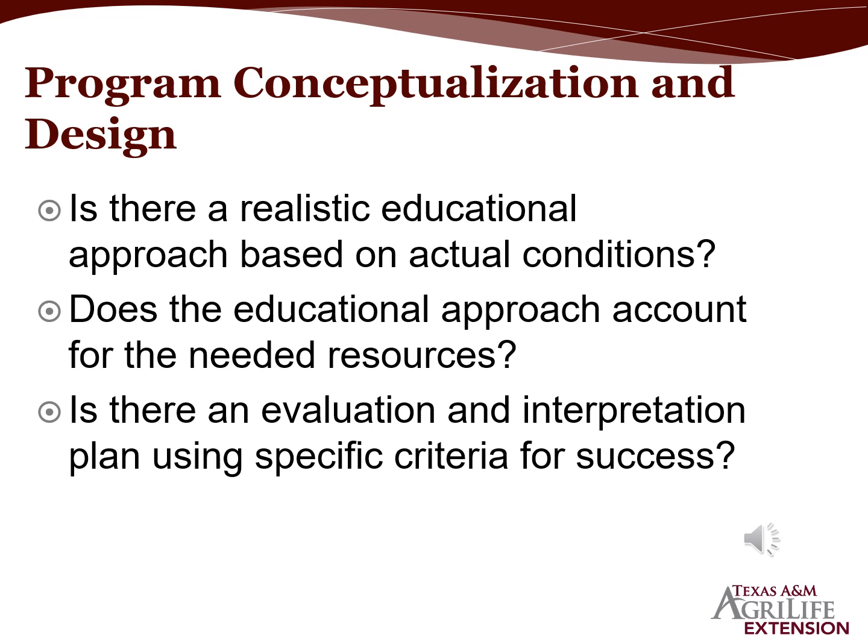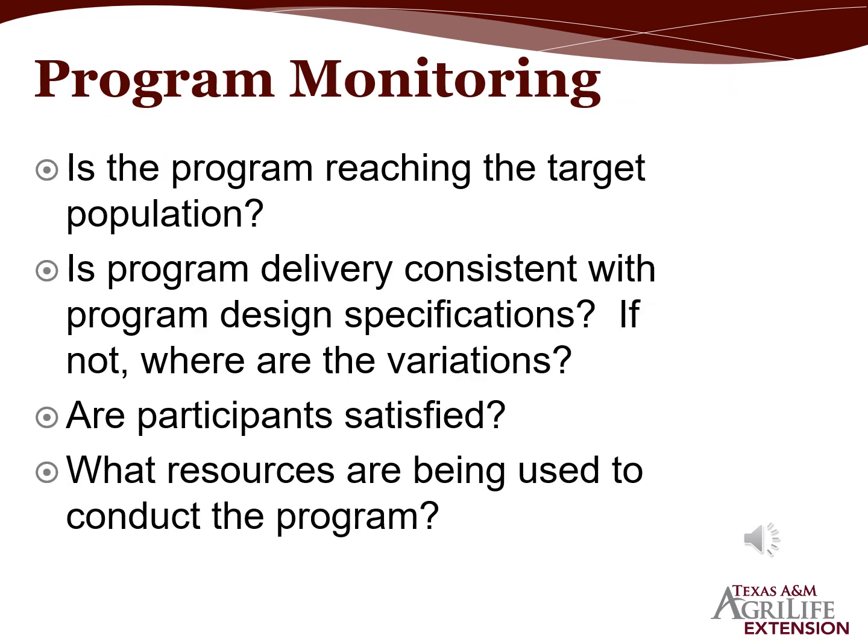And then, is there an evaluation and interpretation plan using specific criteria for success? So we defined what the intended outcomes were. Can we build an evaluation to account for that? And then what interpretation means is, can we take that information that we gather from the evaluation and deliver that to stakeholders? That part comes later and is pretty simple if we have identified intended outcomes and we have an evaluation plan that will work towards those intended outcomes.